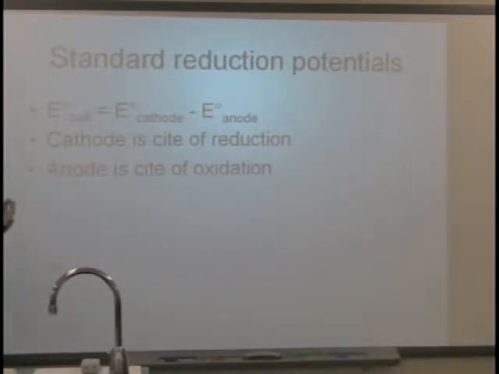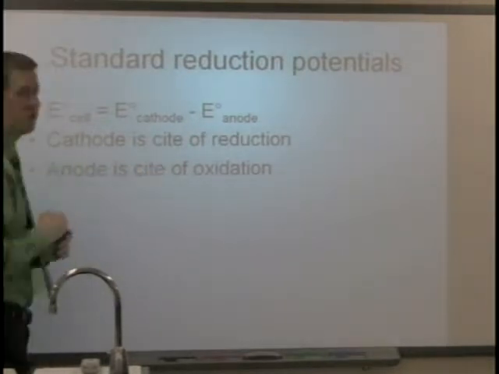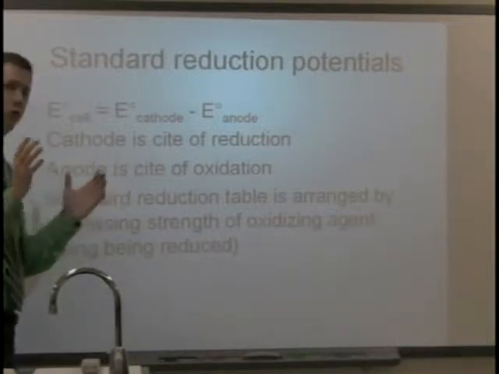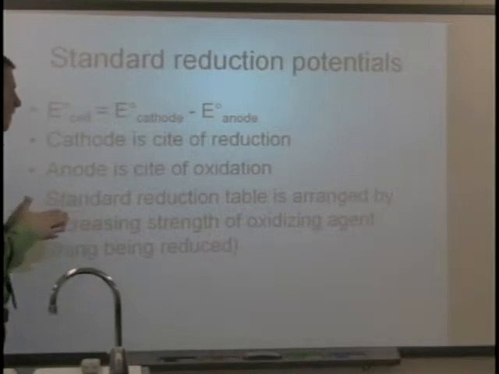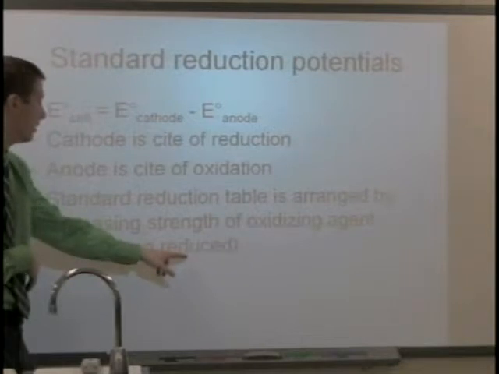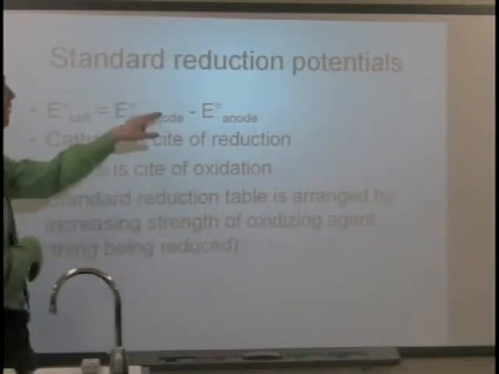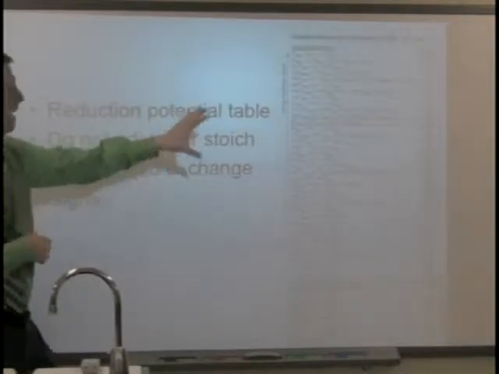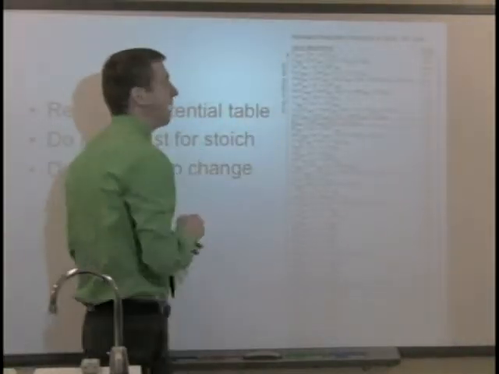Now the easy way to remember this is cathode and reduction both start with a consonant, anode and oxidation both start with a vowel. The standard reduction table is arranged by increasing strength of oxidizing agent. So this is where we have to remember our Chem 2 redox, where in oxidation reduction, the thing that is the oxidizing agent is being reduced. And if you're reduced, you're the cathode. So that's something that we have to keep in mind as we're doing this, because if you look at the table here, again, strong oxidizing agent.